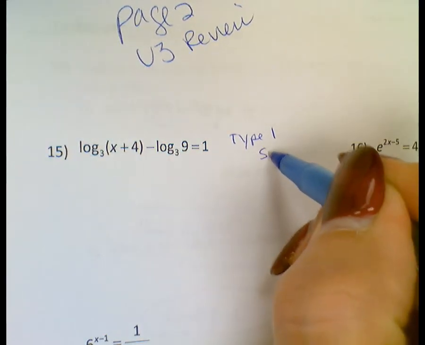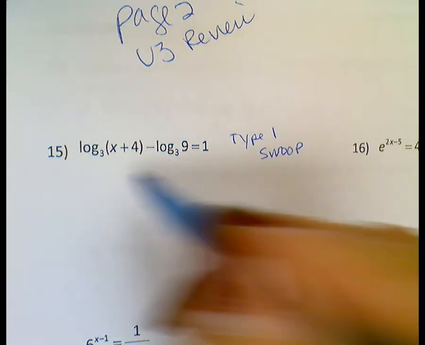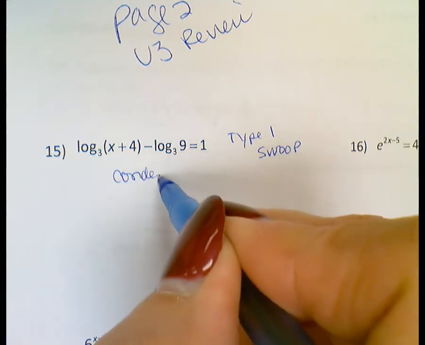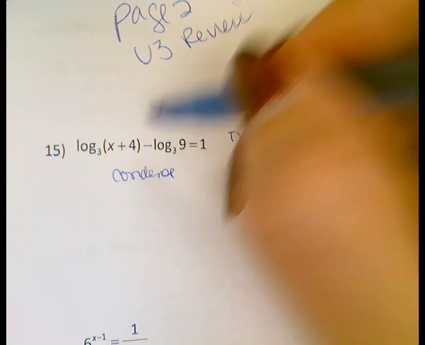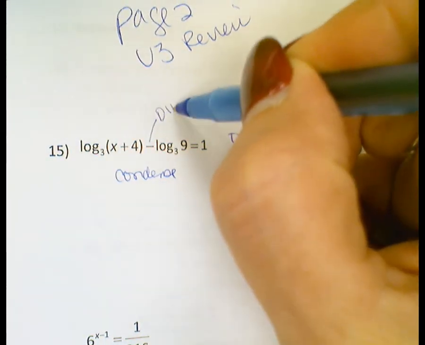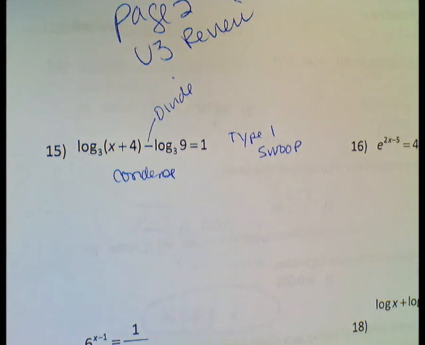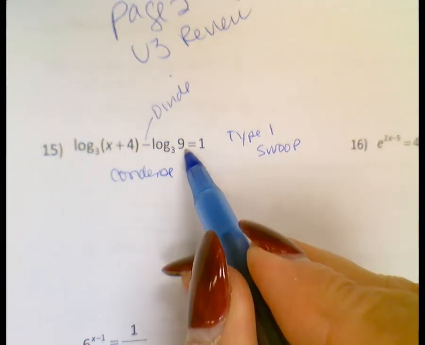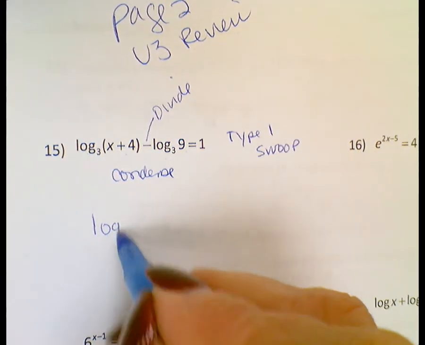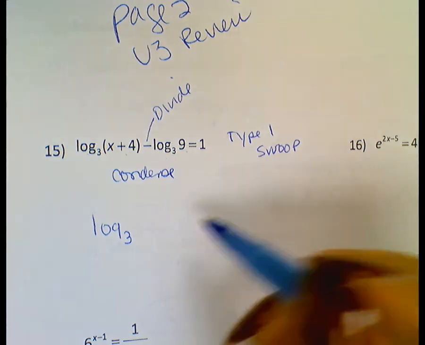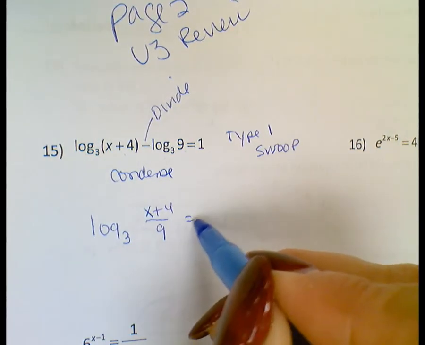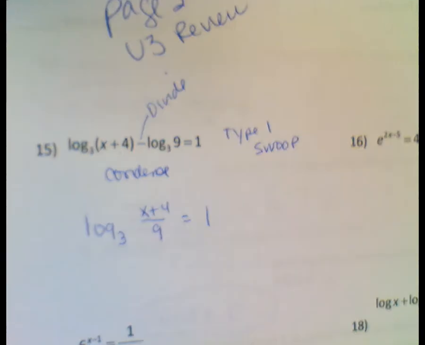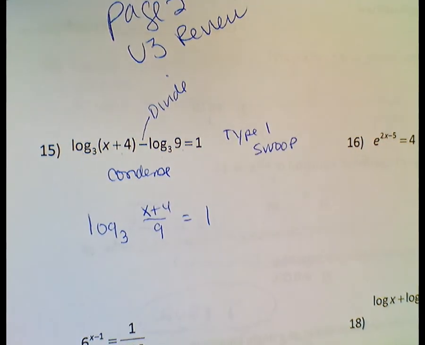so you will swoop. But before you can swoop, we have to condense the left-hand side because you have to get it to a single log on the left-hand side. So when you see subtract, we are going to divide the x plus 4 and the 9. So you're going to write log base 3 once, and we're going to divide x plus 4 and 9, set this equal to 1. Do you guys understand that step?